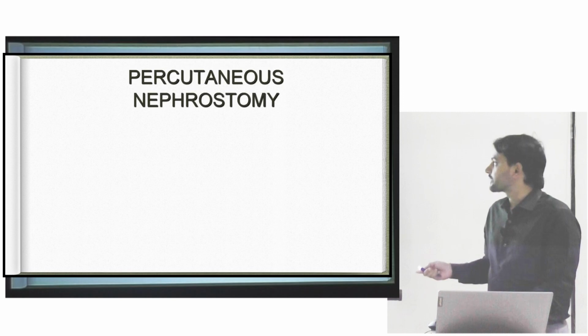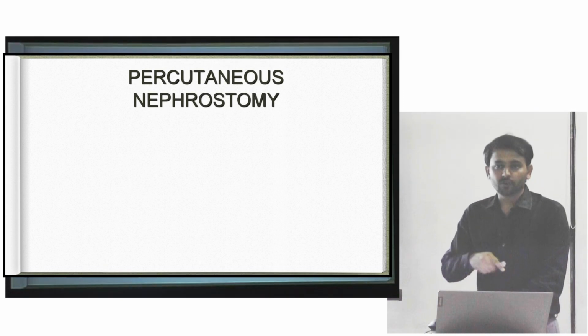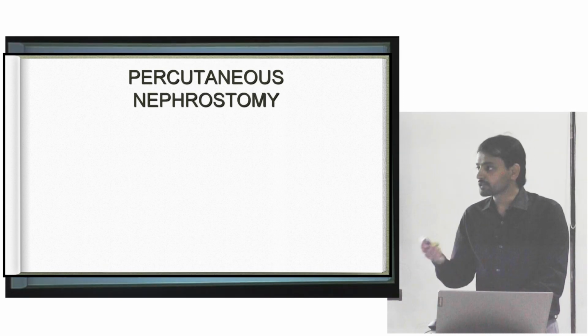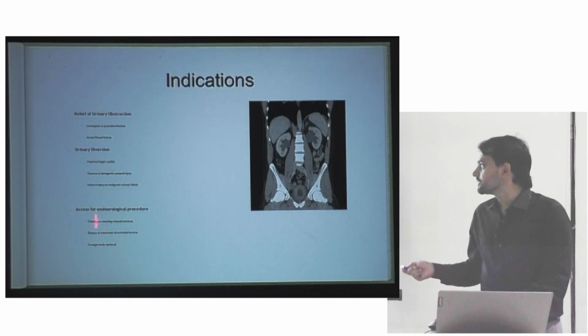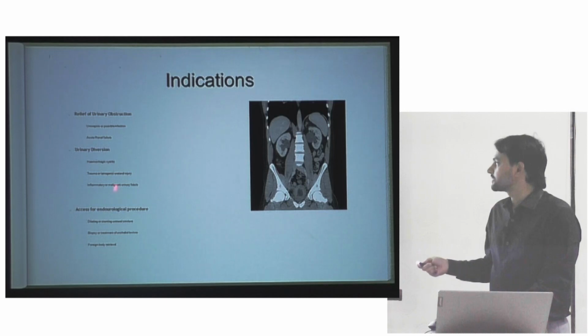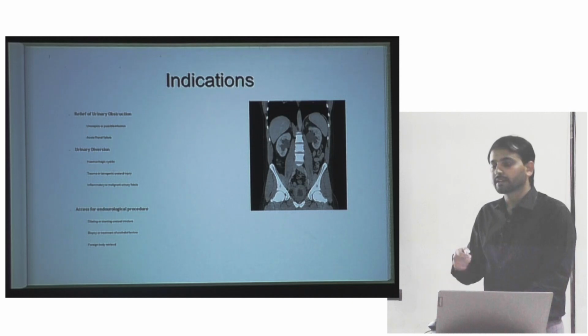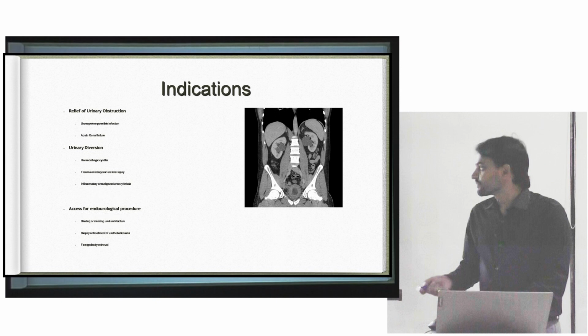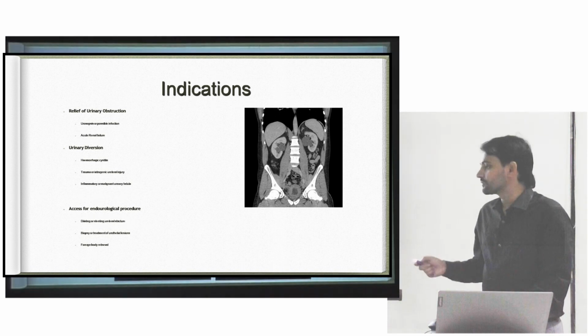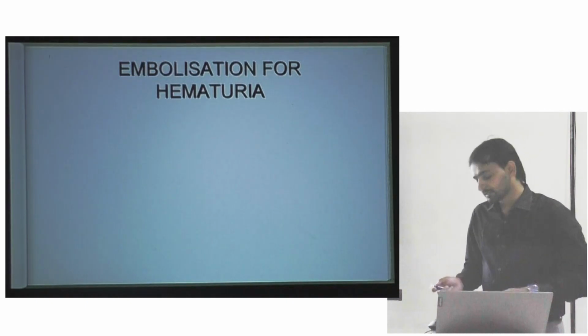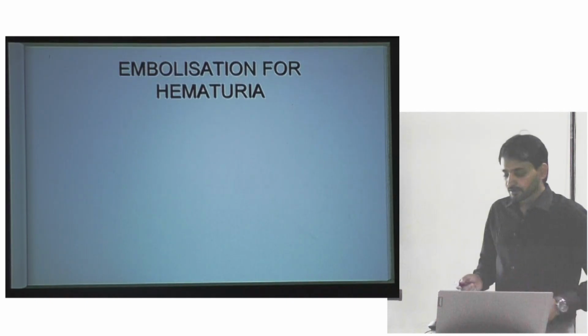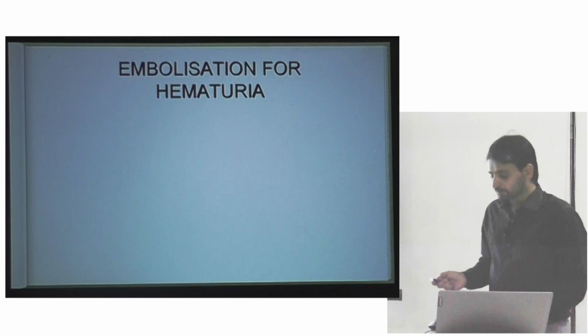Some cases of percutaneous nephrostomy. The idea is either to divert or relieve the obstruction, and for urinary diversion in case of hemorrhagic cystitis and trauma, and to provide access for endourological procedures, that is, dilatation and stenting of the ureter. So PCN is one procedure. We took the lower pole access, nephrogram, and stent placement or drain placement, and embolization for hematuria.